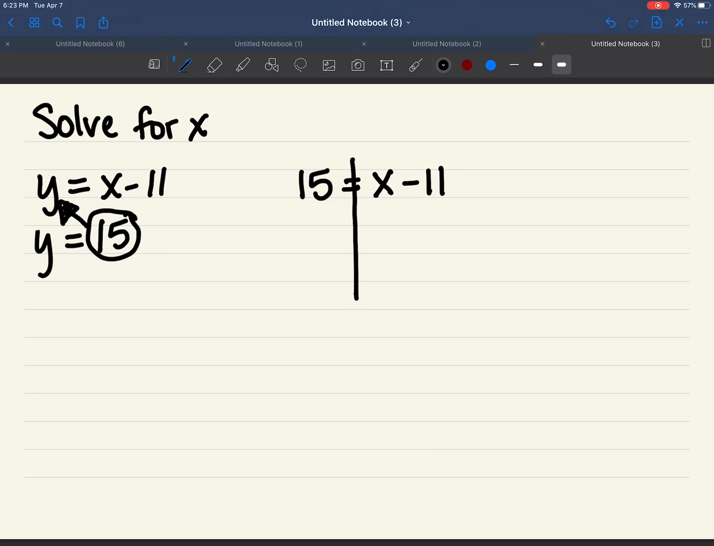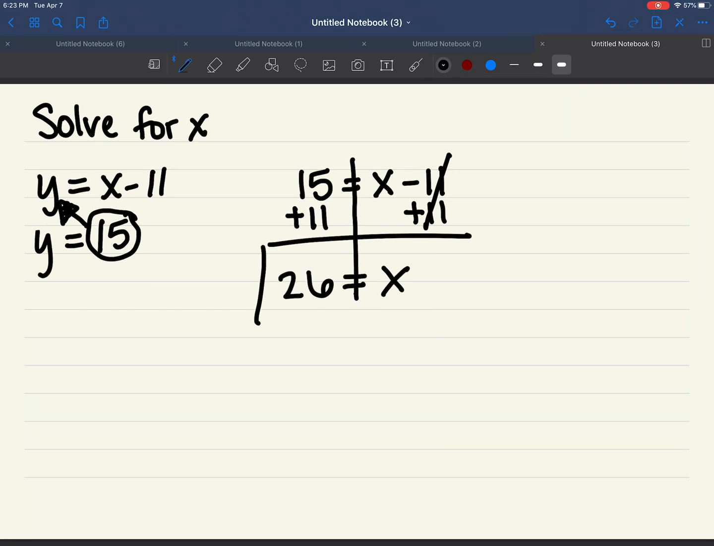Now we can solve for x. All you need to do to get x by itself is opposite operations. So we add 11 to both sides. Negative 11 plus 11 will cancel. That leaves you with x is equal to 26.